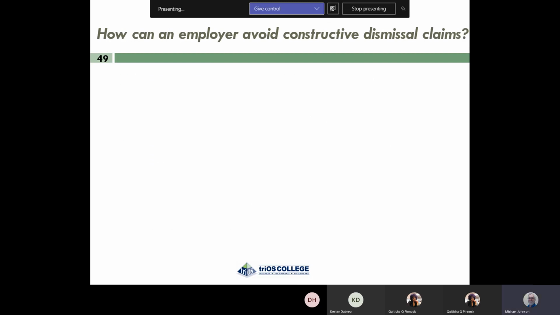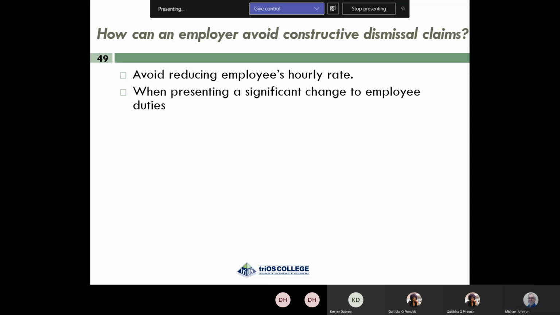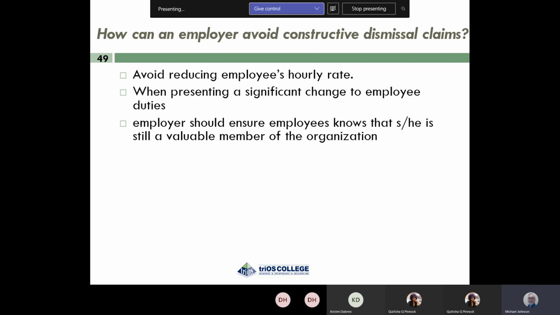How can the employer avoid constructive dismissal claims? Be careful. Avoid reducing employees' hourly rate. If you just simply reduce somebody's rate, they can go to the Board of Labor and levy a complaint against you. They could also seek claims against you through the courts or even through the Board of Labor. When presenting a significant change to the employee's duties, make sure that they are fully aware in advance. This way you can remove the possibility of constructive dismissal.